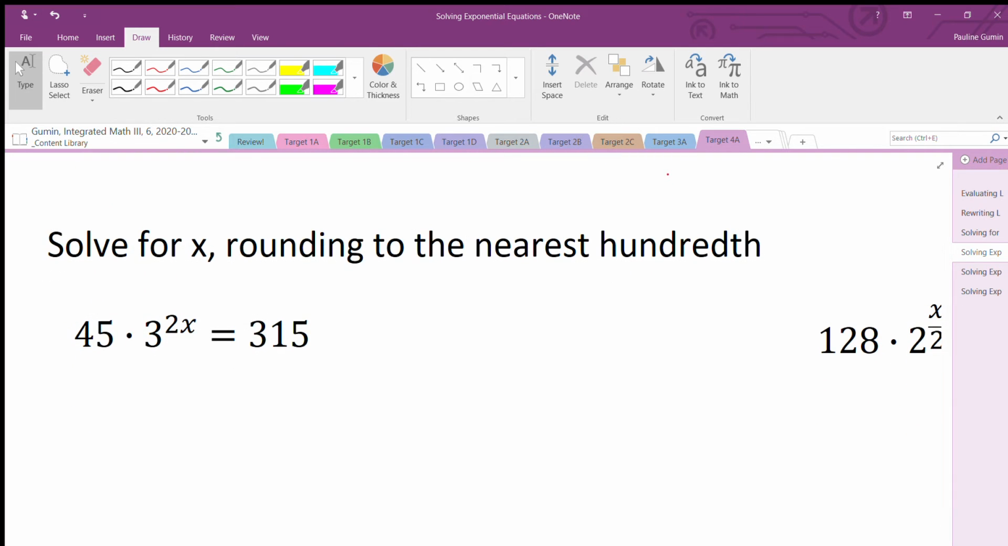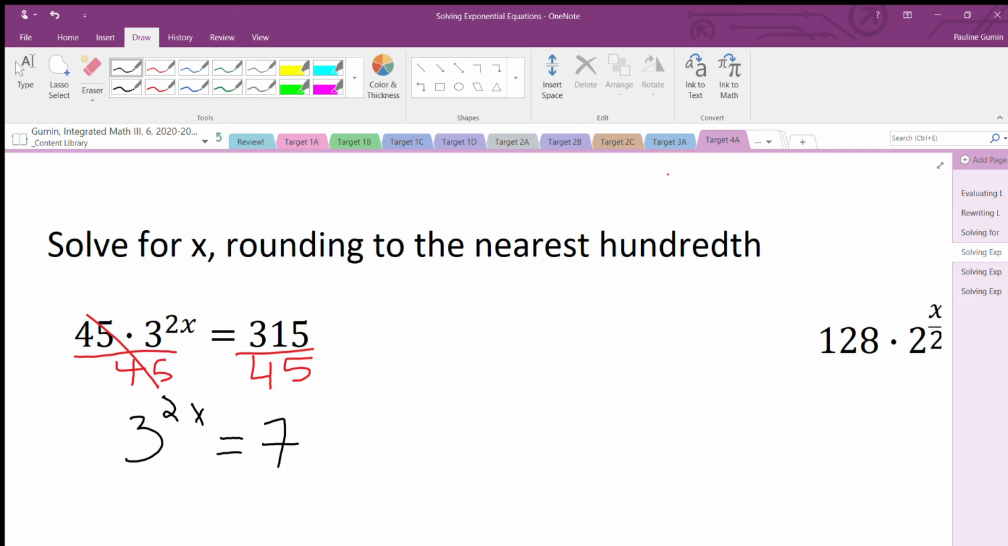In the first problem, we have 45 times 3 to the 2x. Now, what we want to get rid of is that 45, because usually what we have is a base with an exponent equals something. And that's the form we use to turn into a logarithm. So let's do that. First things first, we're dividing both sides by 45 to get rid of it on the left-hand side. What we are left with here is 3 to the 2x equals 7.